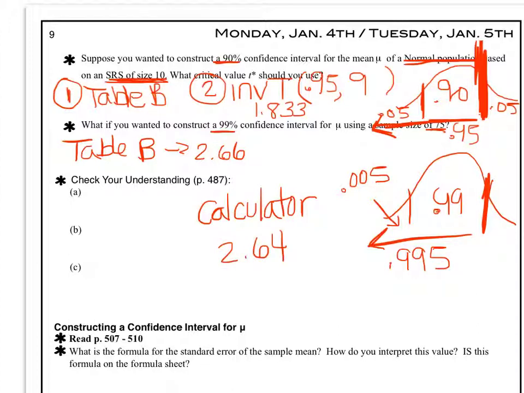Okay, the difference there is solely because of my degrees of freedom. It is not a big difference, but it is a difference. So if you get one and you don't see the degrees of freedom on table B or whatever, just make sure that you specify whether you're using the calculator or whether you're using table B.